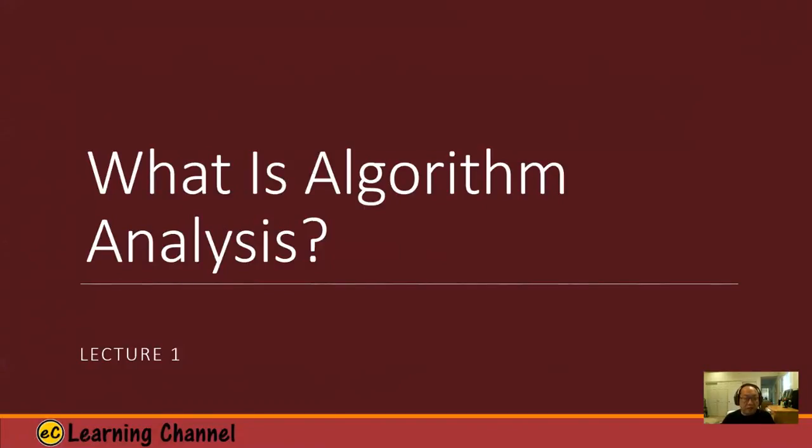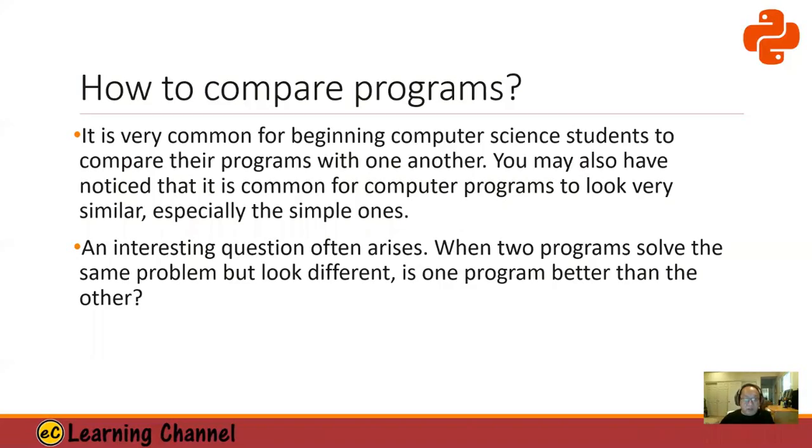Then what is algorithm analysis? Basically, algorithm analysis is to compare programs. It is very common for beginning computer science students to compare their program with one another. You may also have noticed that it is common for computer programs to look very similar. And an interesting question often arises when two programs solve the same problem but look different. Is one better than the other?